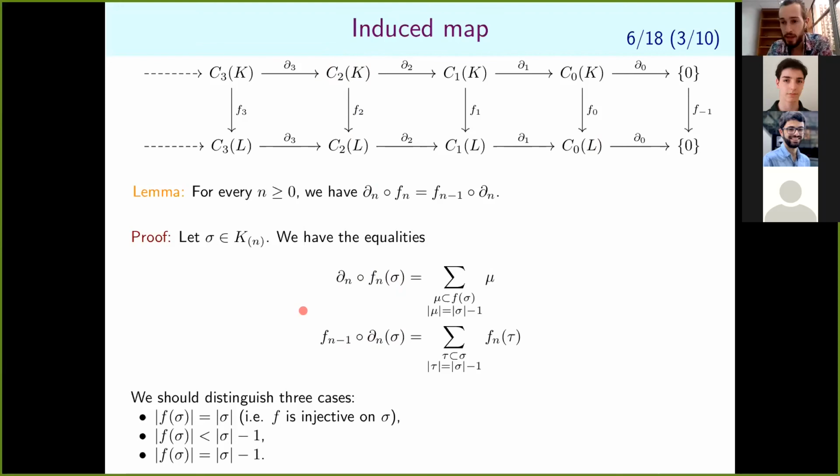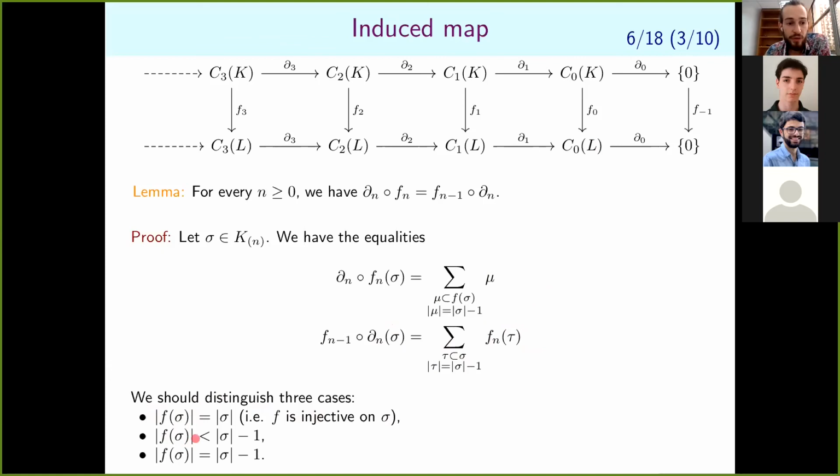And if I use the definition of a boundary, I can write two sums like that. So the first term is the sum over all faces of the image of sigma of codimension one. And the second term is the sum of all faces of sigma, and then I take their image. And yeah, really, this is easy to show. We just have to distinguish three cases. If F is injective on sigma, then you can verify that you obtain the same terms.